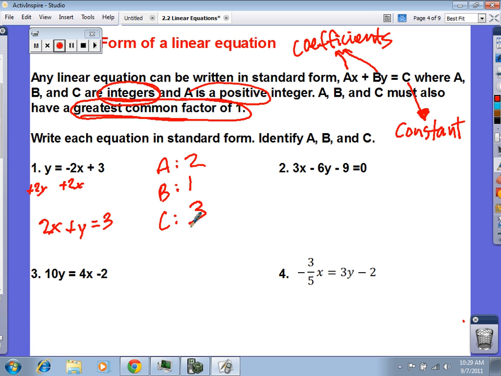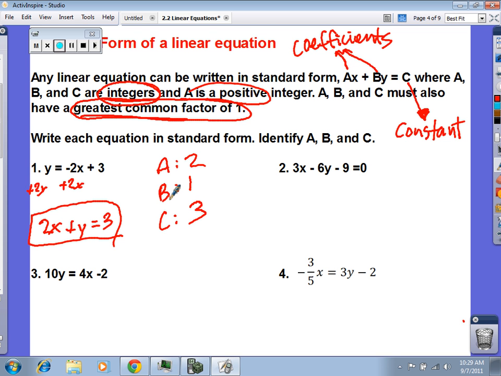Now A, B, and C, are they integers? Is A positive? Do they have any common factor other than 1? Can you divide them all by 2? Divide them all by 3? Okay, you're done. That's it. So standard form is this, and then they want you to identify your A, B, and C.